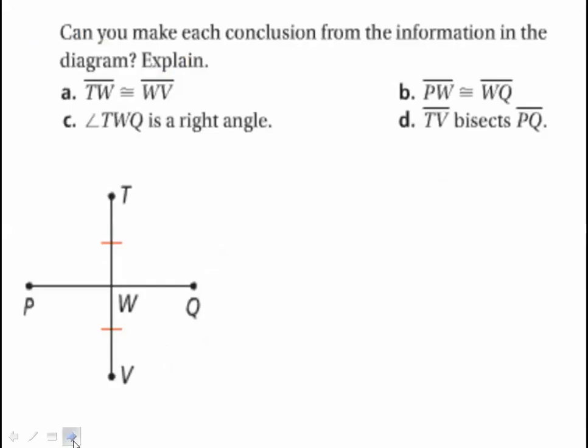So let's look at this picture. It says, can you make each conclusion from the information in the diagram? Explain. So looking at letter A, it says segment TW is congruent to segment WV. I notice that segment TW and WV are both given the same marking. This is meant to show me that these two segments are congruent. So A is yes, and the reason is they are marked congruent.